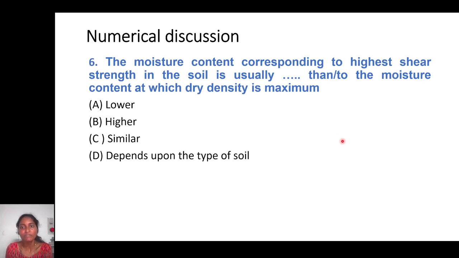Whatever OMC curve we are preparing using the Proctor test is for maximum dry density. It is not for maximum shear strength. The OMC corresponds to the maximum dry density. It is not for maximum shear strength.